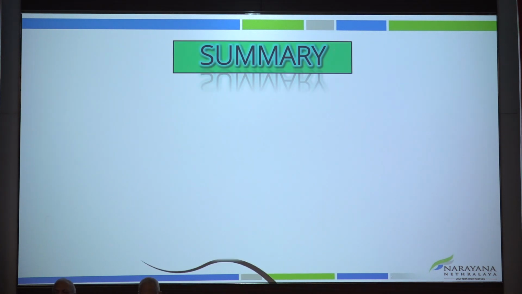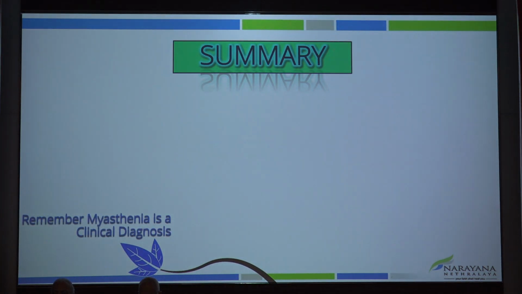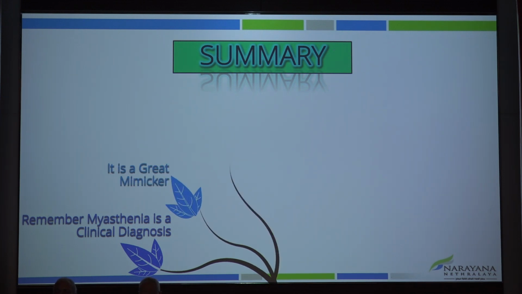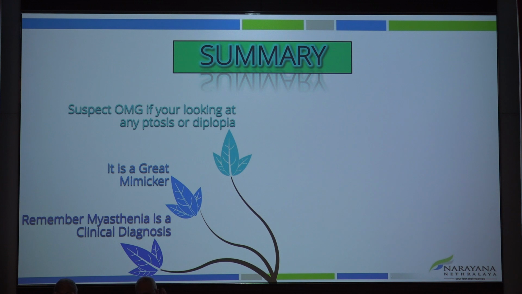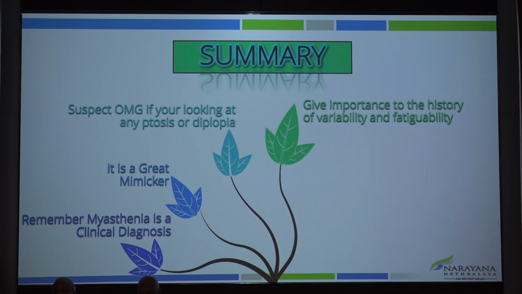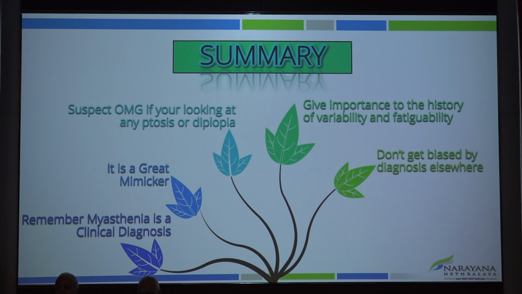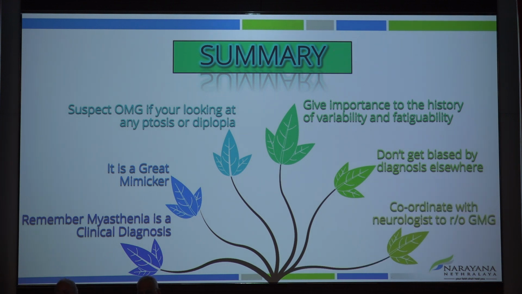Hence, to summarize, myasthenia is always a clinical diagnosis. It's a great mimicker, so you have to look at any patient who has ptosis or diplopia and absolutely normal pupils. That's important. Give importance to the history of variability and fatigability again and again. Don't forget that. Don't get biased by a diagnosis anywhere else, and always coordinate with your neurologist to rule out a generalized case of myasthenia. Thank you.